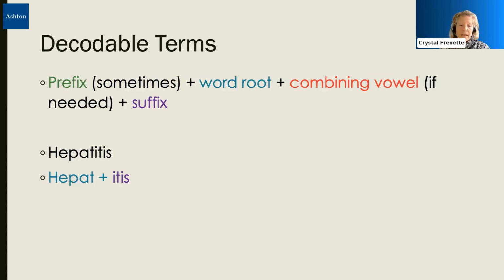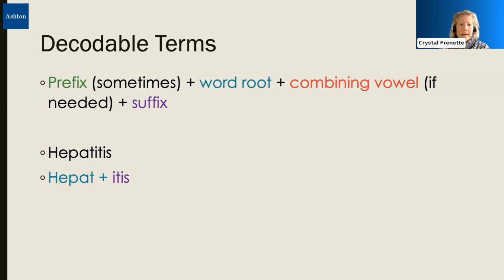Hepatitis. Itis is a very common suffix. Itis always means inflammation. It's one of those suffixes that, once known, students remember forever. Regardless of what we're talking about, itis at the end of a word is going to refer to some sort of inflammation, often an infection as well. But itis in and of itself just means an inflammation of something.